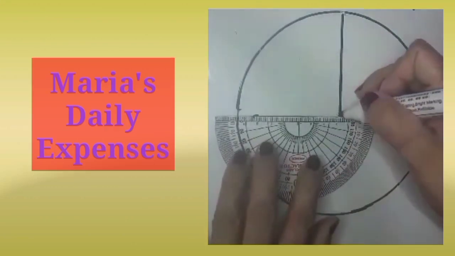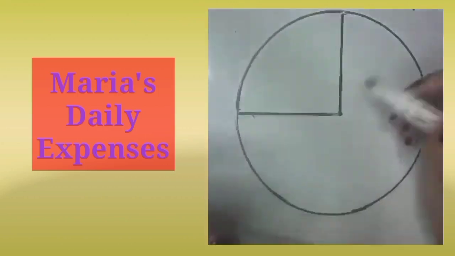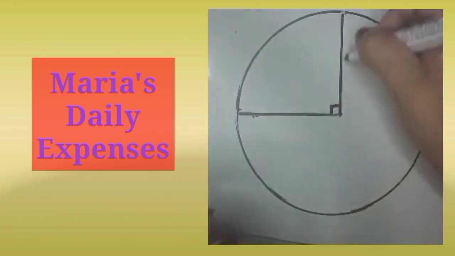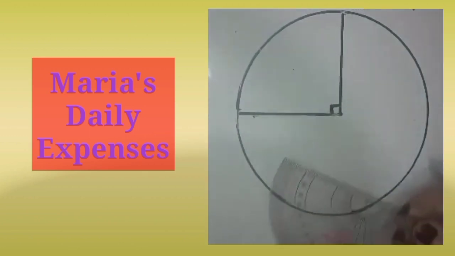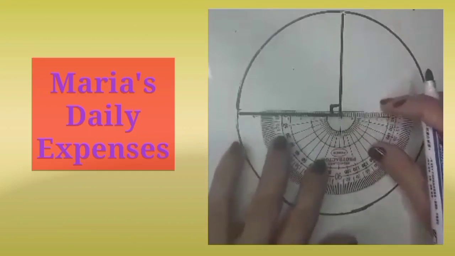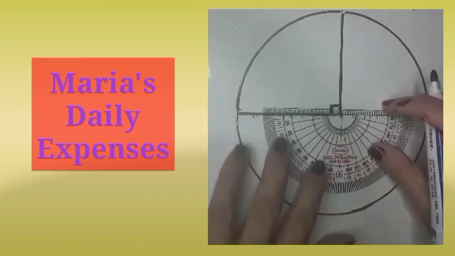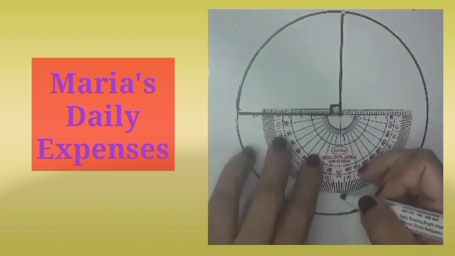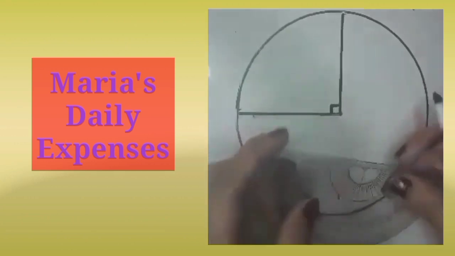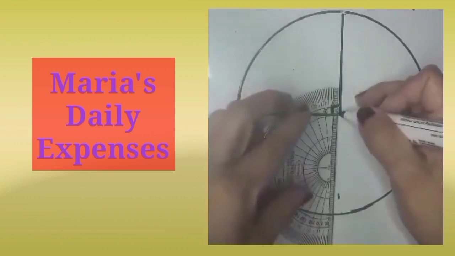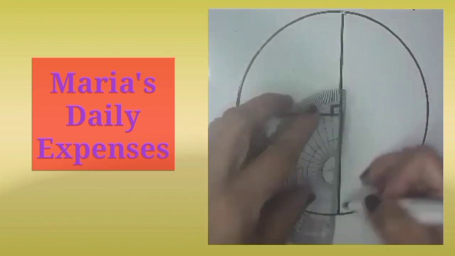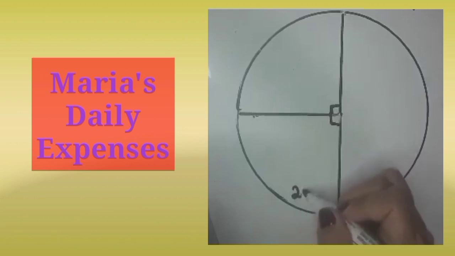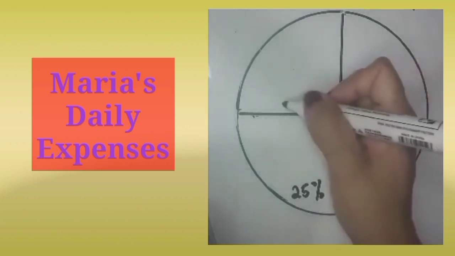Then draw another line segment. This is 90 degrees because this line segment is perpendicular to this one. Rotate the protractor to draw again another line segment which is 90 degrees also. Another 90 degrees. And this sector represents 25% and also this one.